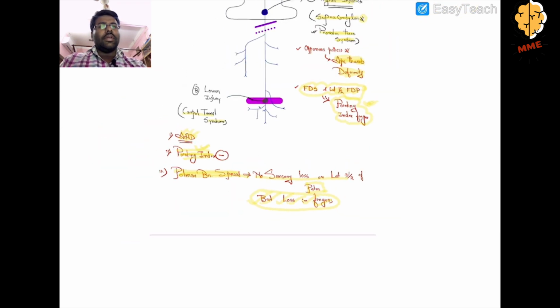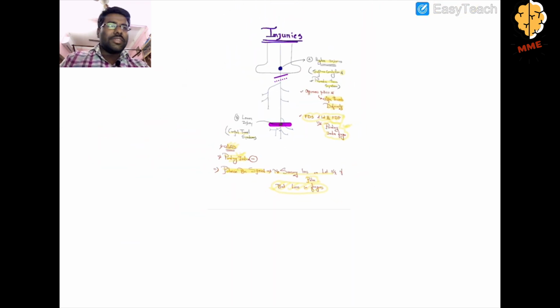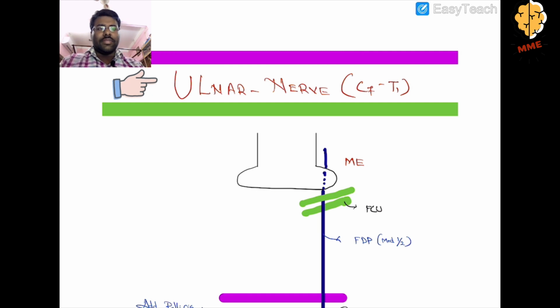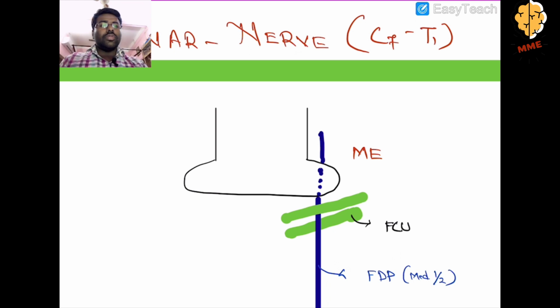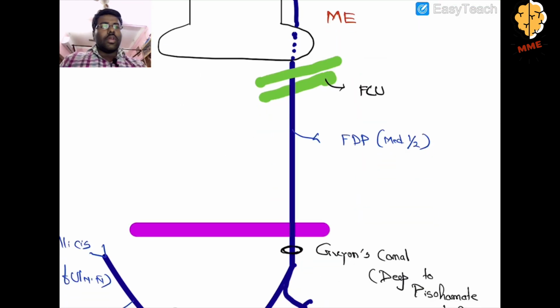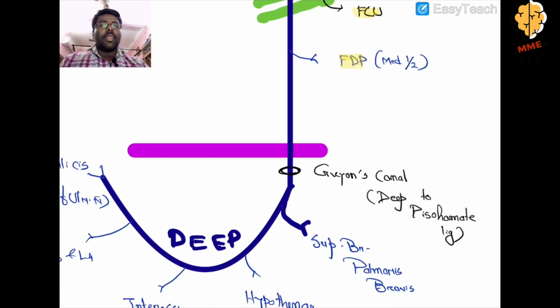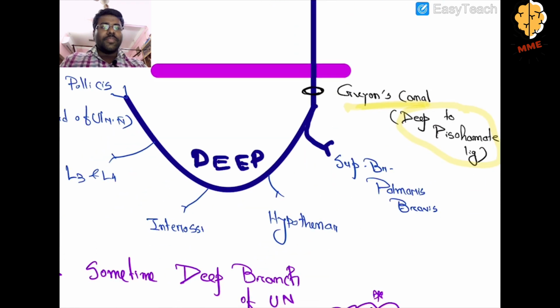Okay. Now coming to the next nerve, which is the ulnar nerve. Again, there is no branch in the arm. After crossing below the medial epicondyle, there are two heads of the flexor carpi ulnaris. They give one branch to the medial half of the FDP and go above the flexor retinaculum, along the Guyon's canal, which is formed by the pisohamate ligament, and then they give two branches, one is the deep branch and one is the superficial branch.